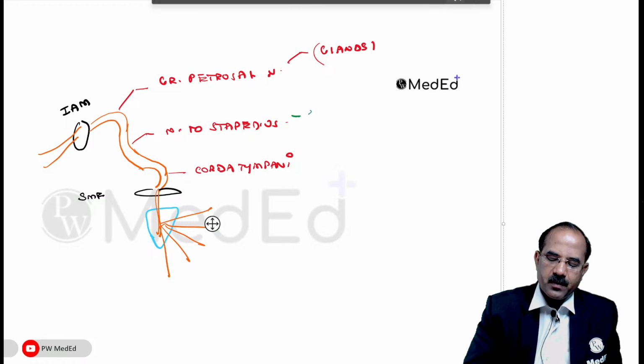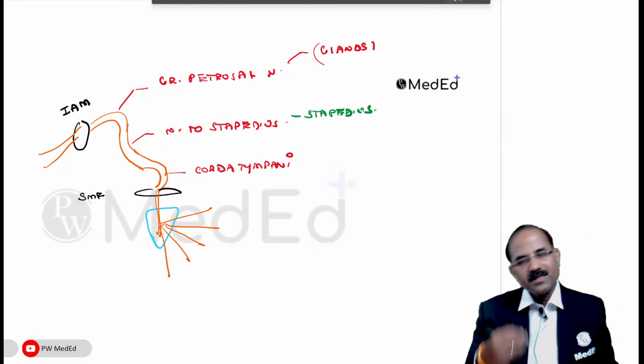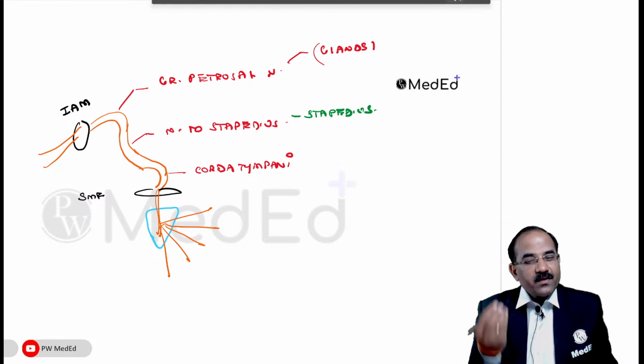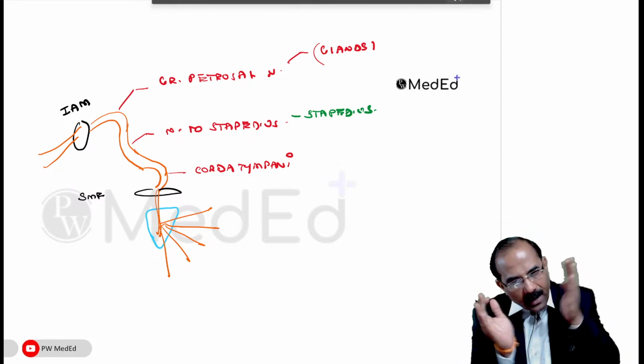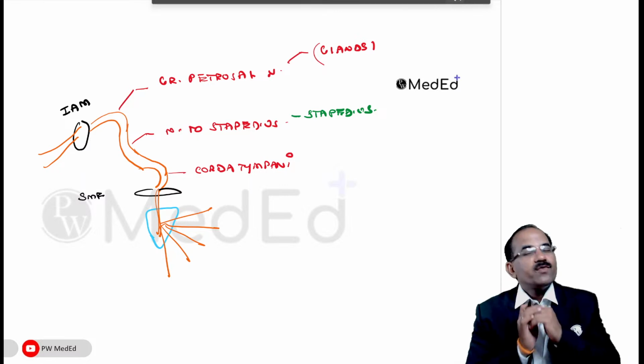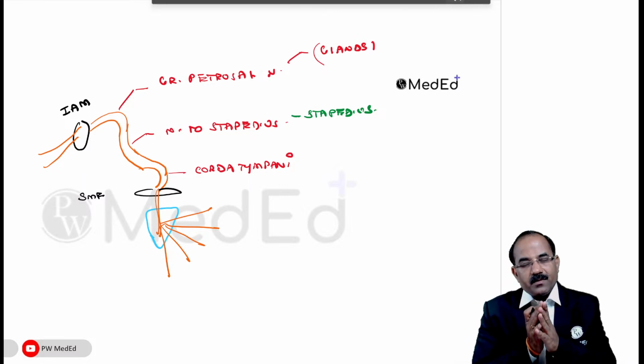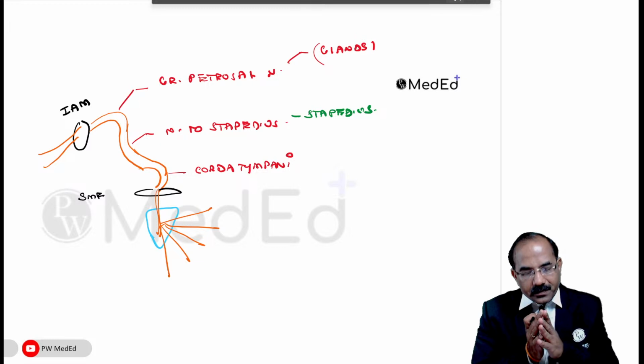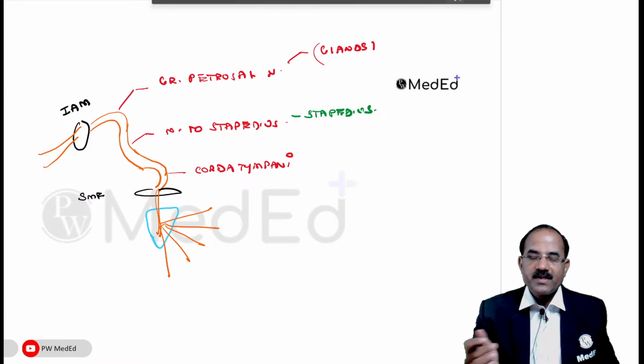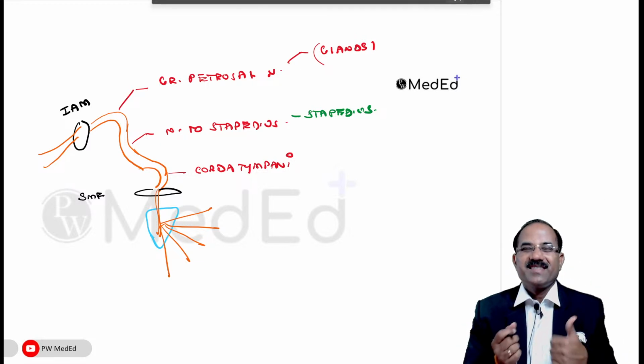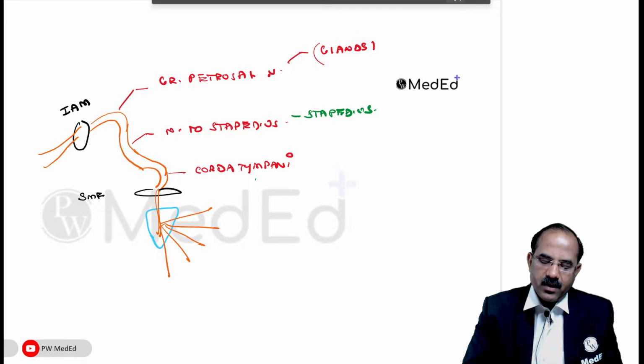Nerve to stapedius. What does it supply? It supplies the stapedius. What is the action of stapedius? It dampens the sound. If the stapedius is damaged, the dampness is gone. What is that known as? Hyperacusis.